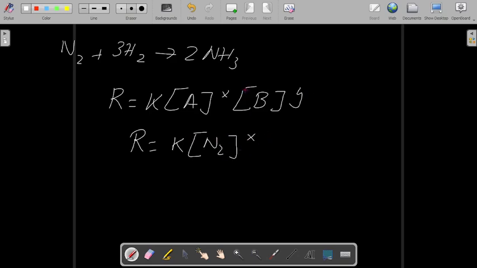X and Y are not the stoichiometric coefficients. They're not the 1, the 3, or the 2. They are determined by experimentation. They didn't give us the information. We'll leave it alone. What is B? It's the second reactant, in this case hydrogen. And Y was not given to us. So we're going to leave it like this. That's all we needed to do.